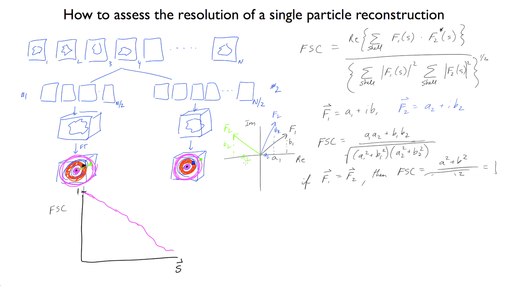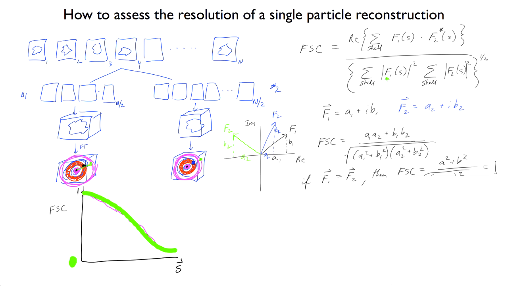And if A2 is negative with respect to A1, then the numerator here, A1 times A2, will actually be a negative number added to B1 times B2, which is a positive number. And so the numerator reduces to close to 0. And so you see the FSC curves typically start high and then they fall to lower values near 0 at higher resolution.